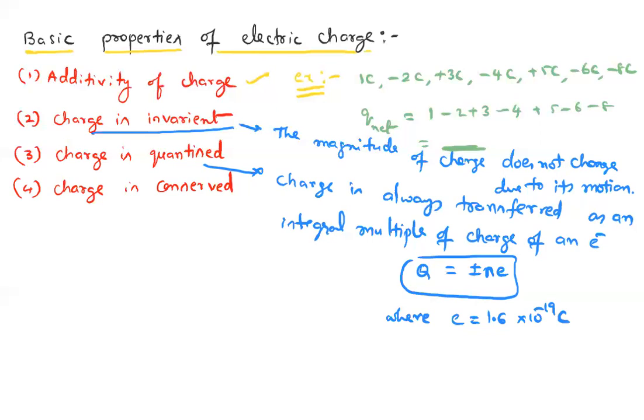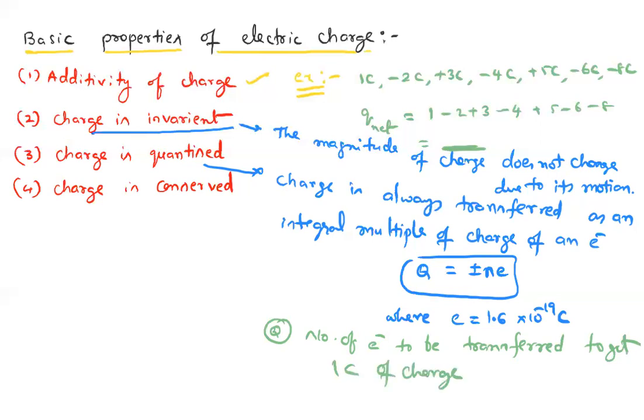Then I will ask a simple question: how many electrons are required to get 1 coulomb of charge? Number of electrons to be transferred to get 1 coulomb of charge. That means 1 equal to N into 1.6 into 10 power minus 19. The value of N is 6.25 into 10 to the power of 18. That means to get 1 coulomb of charge, 6.25 into 10 to the power of 18 electrons should be transferred.